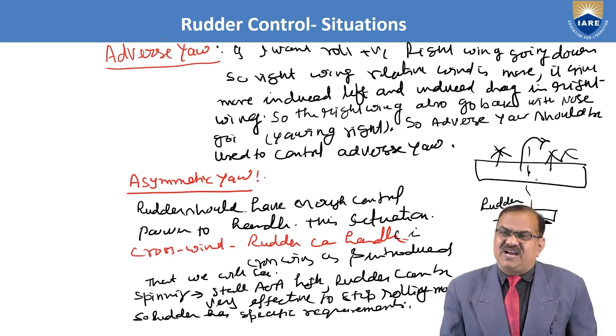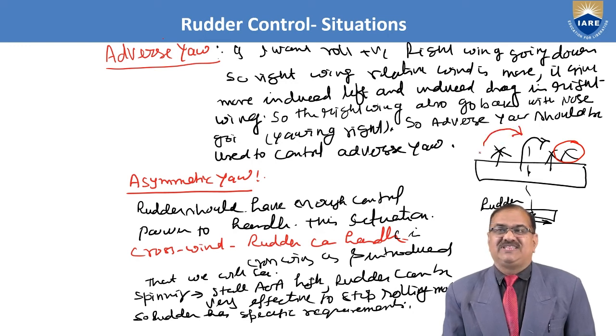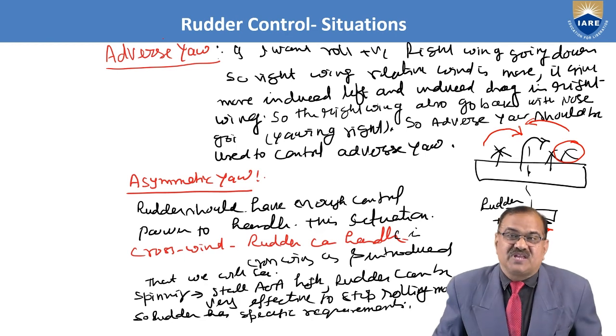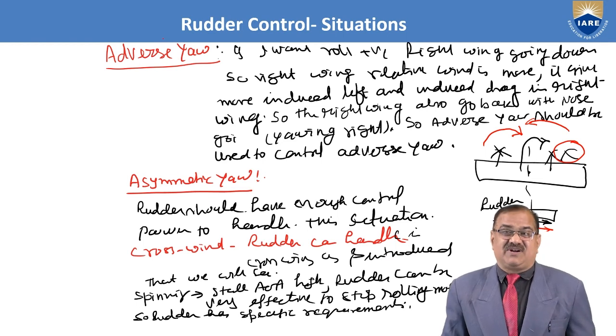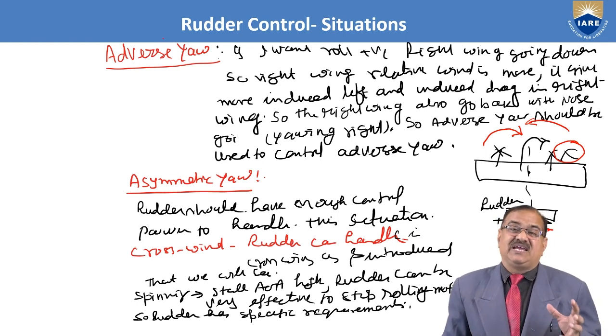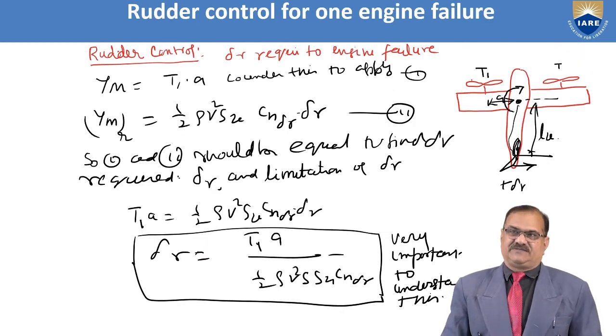Suppose you have two engines and one engine has failed or anything. The aircraft will try to move with the nose going towards the right. So what you will do? You have to deflect this rudder towards this side. This is called asymmetric thrust. The rudder is very useful for crosswind, asymmetric yaw and adverse yaw. That is the primary use of the rudder, to control this type of thing.